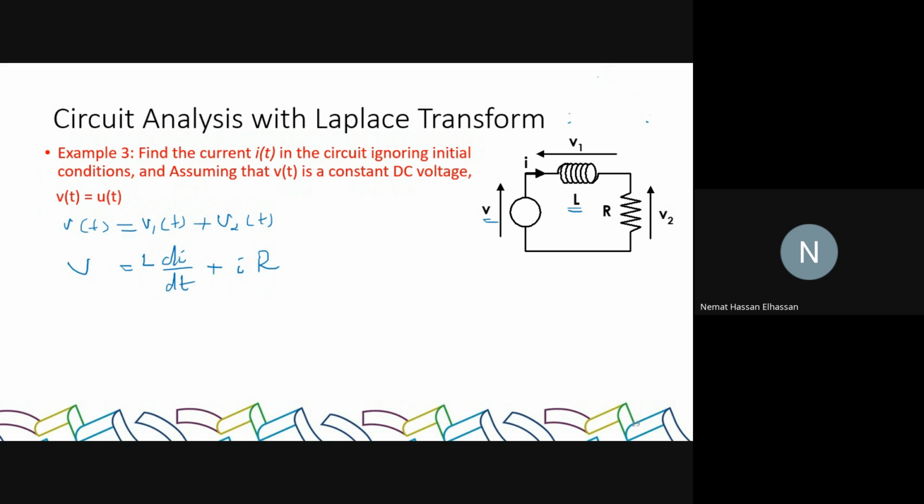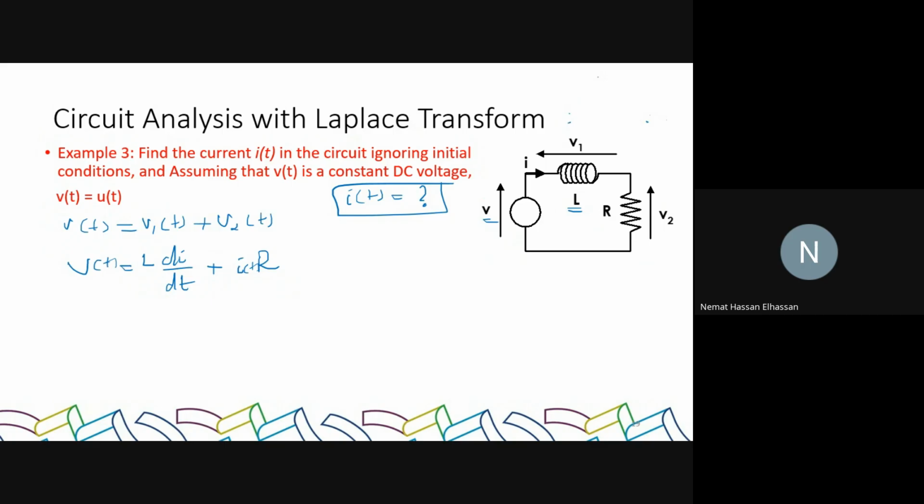V is equal to R times I plus L di over dt, right? And this is V of t, and this is I of t. This is our problem in time domain. And we need to solve for I. The unknown is what? I. So what we need to solve for is I of t. This is our problem, but it's in time domain.